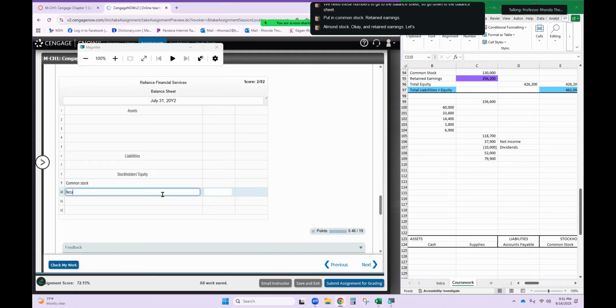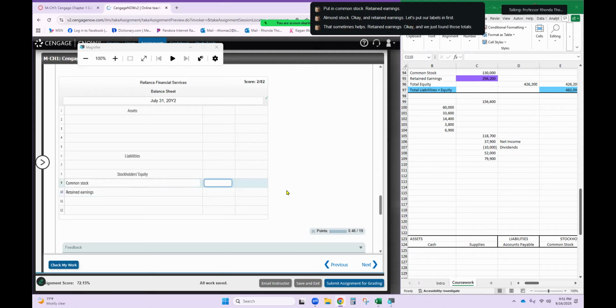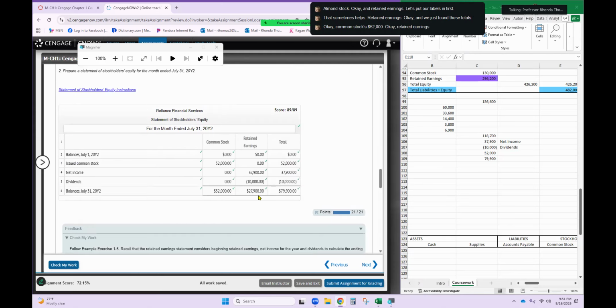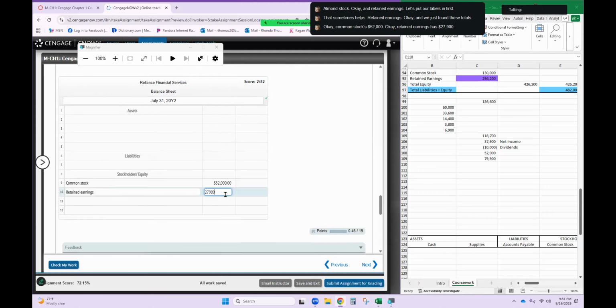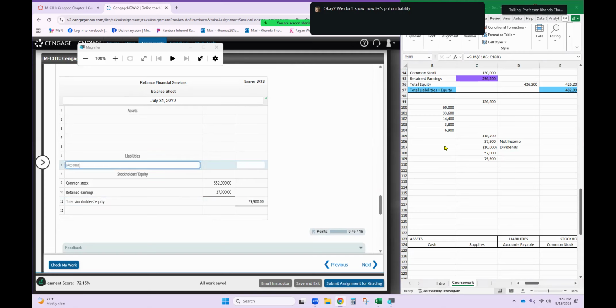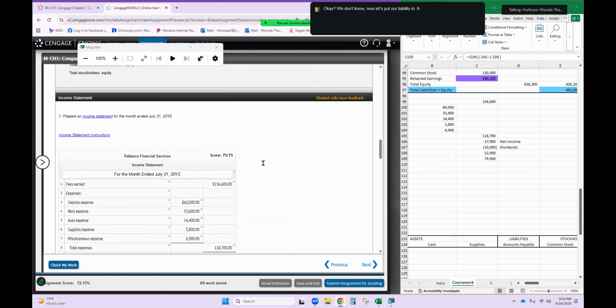Let's put our labels in first. That sometimes helps. Retained earnings. Okay, and we just found those totals. Okay, common stock's 52,000. Okay, retained earnings has 27,900. And total equity should be 79,900. Okay, now let's put our liability in. Okay, liability is accounts payable.